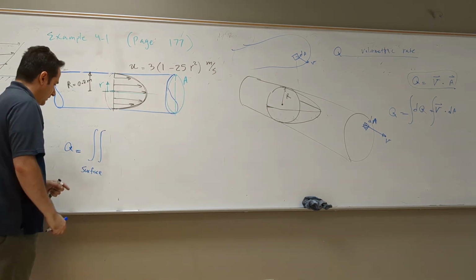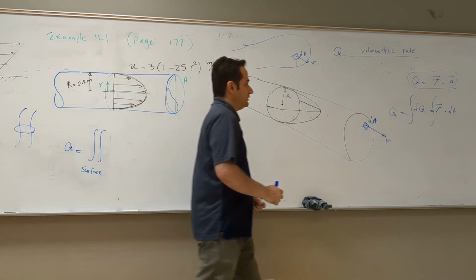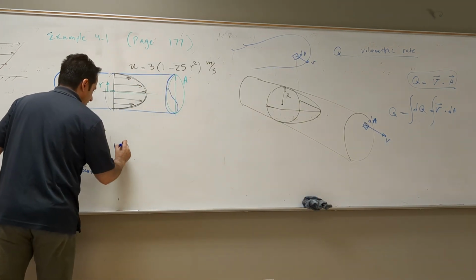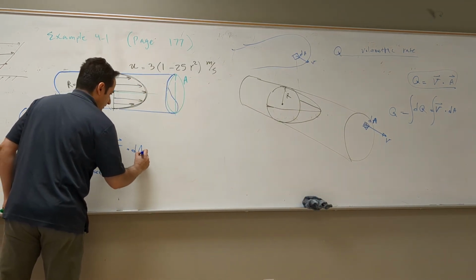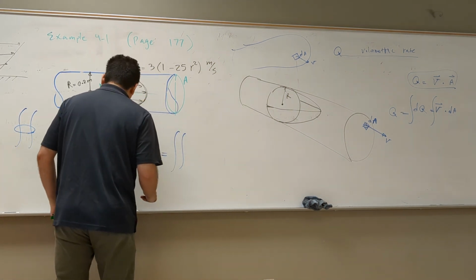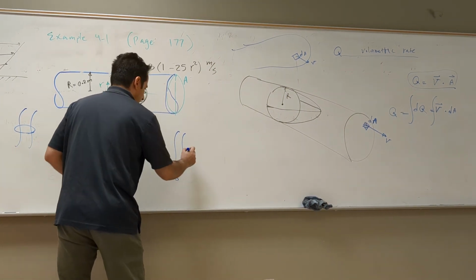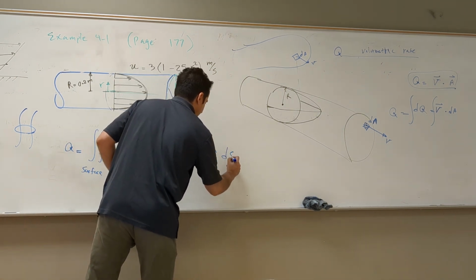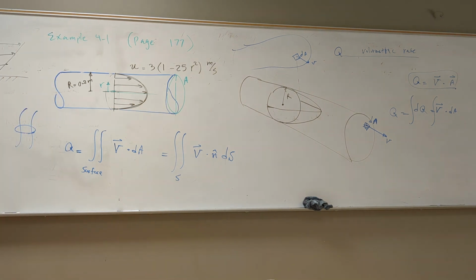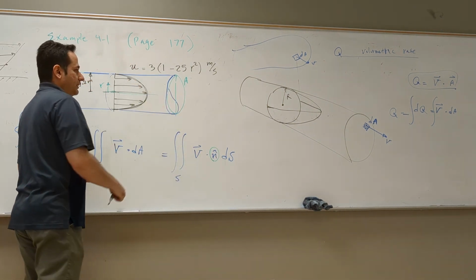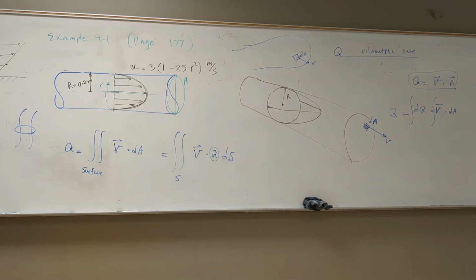So integral over the surface of v dot dA, where v is the velocity vector. Or what we did in the notes, if you go to the previous classes, integral over that surface of v dot n, the normal vector, times ds. This was the notation we used. Now this is more convenient. Why? Because all you need to do is find the normal vector and the velocity vector, and do a dot product at any point.